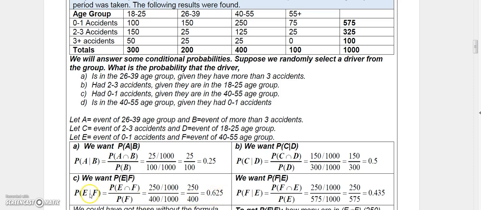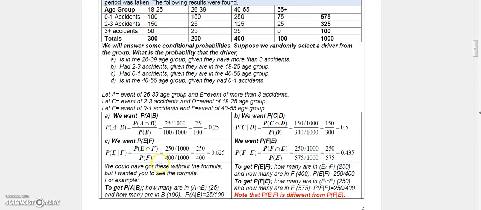Now, notice I can turn this around and find the probability of F given E. And since the probability of E intersect F and the probability of F intersect E are the same thing, I'm still going to get 250 out of 1,000 for the top. But on the bottom, I need the probability of E, so that would be the probability of 0 to 1 accidents. And that would be 575 out of 1,000. So in that case, that would be 250 over 575, which is 0.435. Now, we could have got these without the formula, but I wanted you to see the formula.